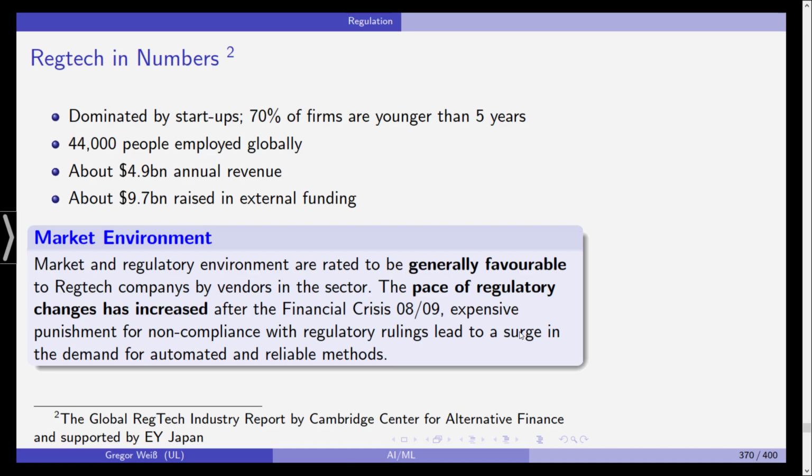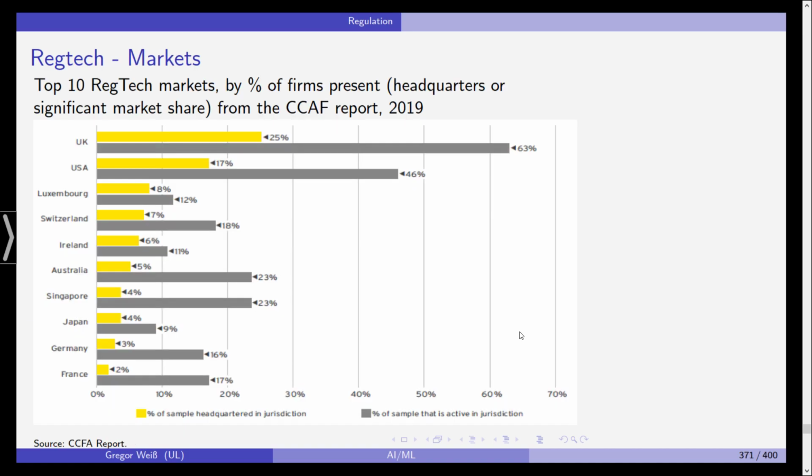Well, the market and regulatory environment are rated to be generally favorable to Regtech companies, and the pace of regulatory changes has increased ever since the great financial crisis, and it will increase even more, especially now after the corona crisis. So we have punishments and penalties for non-compliance with regulatory rulings, and this has led to a surge in the demand for not just compliance officers and experts in compliance and banking and insurance supervision, but of course also for automated and reliable methods to speed these processes up.